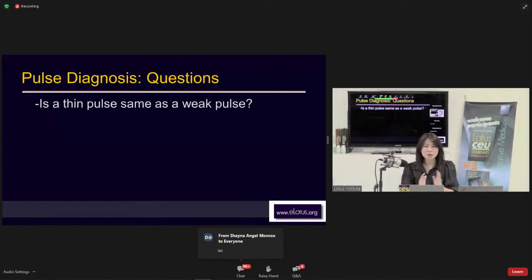So you don't really know what the patient has yet until you couple that thin pulse with something, or you couple that weak pulse with something, right? It's either weak and something else, or thin with something else, right? But weak and thin pulse are not the same, okay? Not the same.